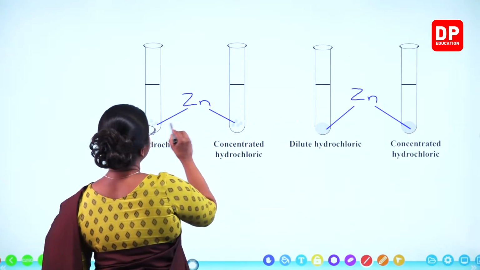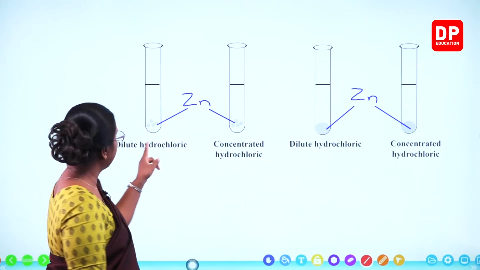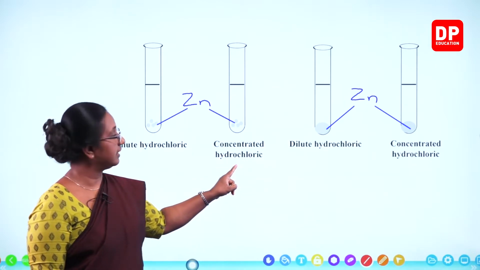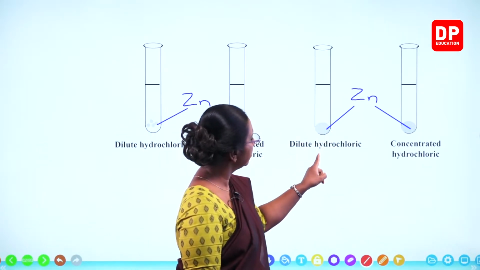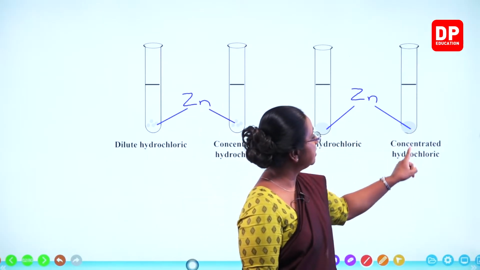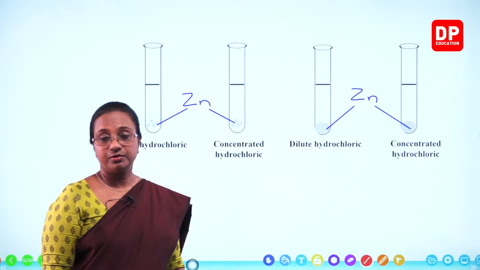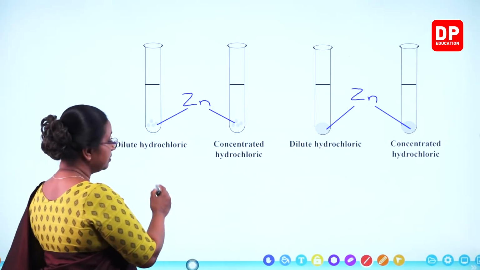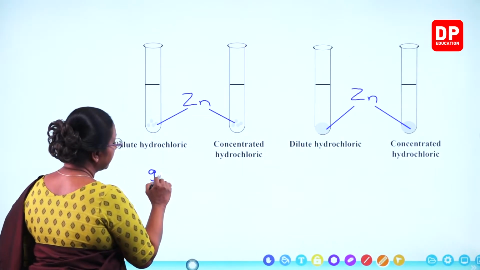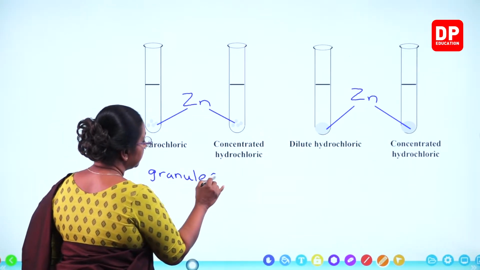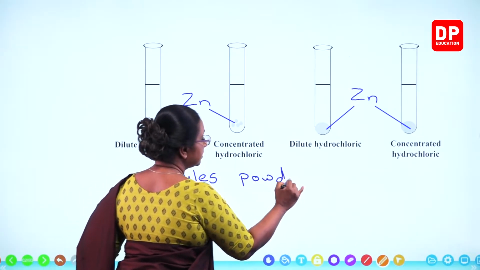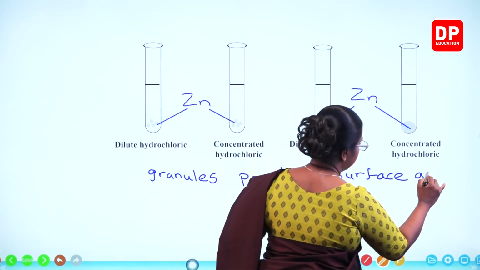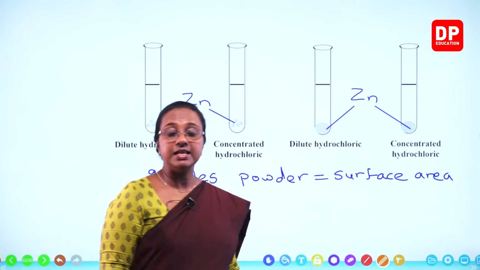Now here you can see these are zinc granules, and that is in the first one dilute hydrochloric, second one concentrated hydrochloric, third one zinc powder with dilute hydrochloric and zinc powder with concentrated hydrochloric. So there are 2 factors considered here. When we say granules and powder, what is the factor there? Granules, powder, it is the surface area.